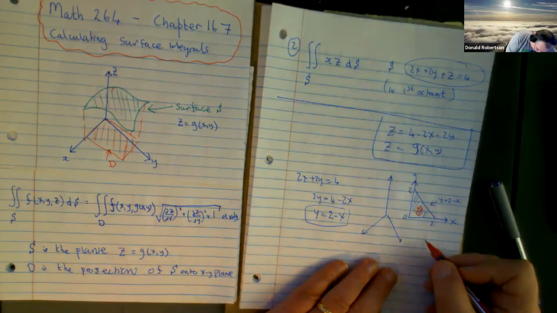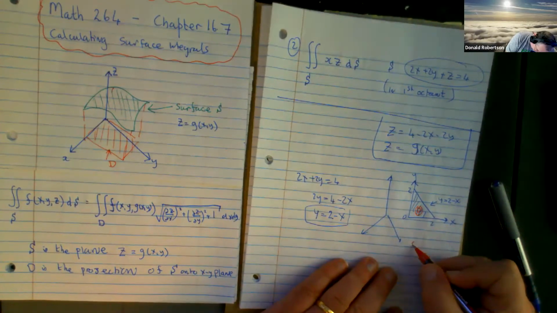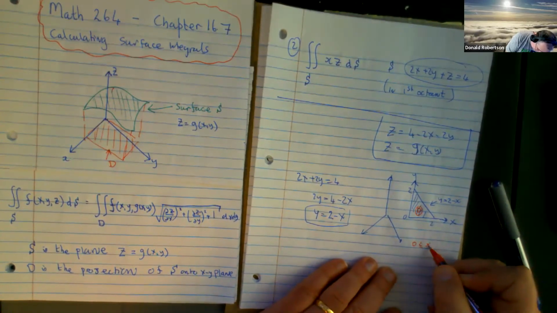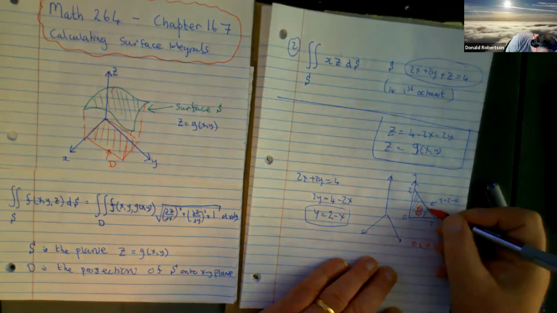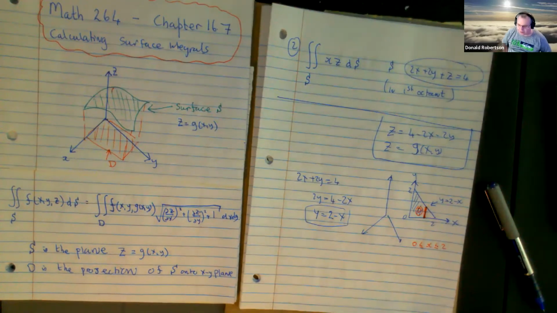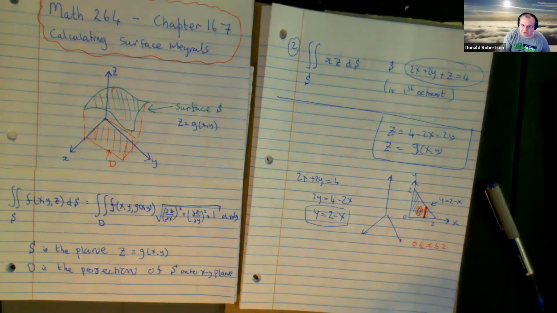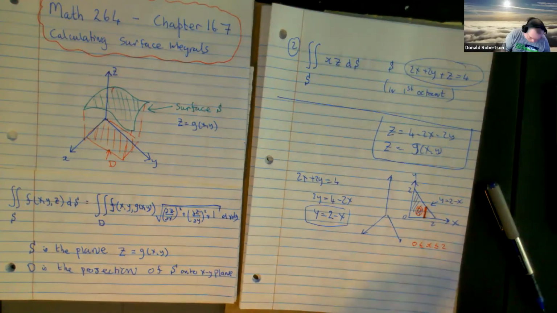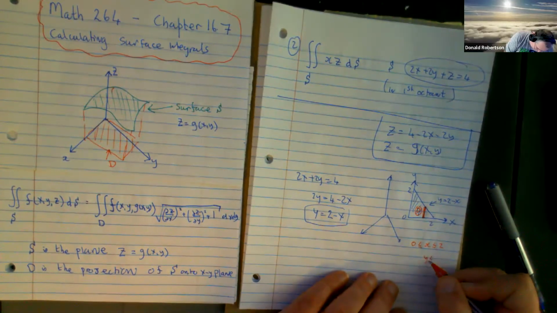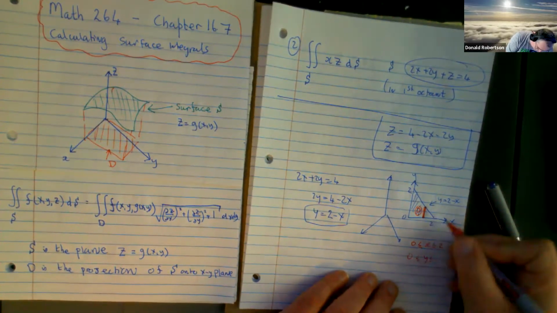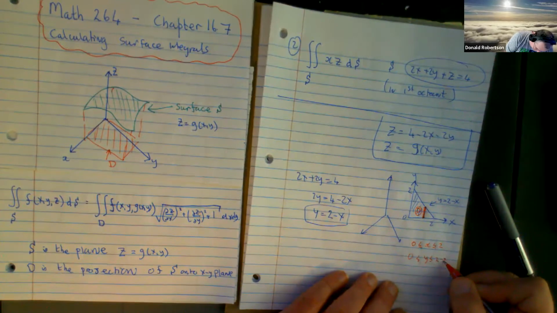So I need to set up the limits of integration for D. Well, it's going to be x's go from 0 to 2. And I'm going to do pretty much the ones we end up doing almost all the time. I'm going to do one of those vertical slice things, right? So the y value is going to go from 0 to the equation of the line.